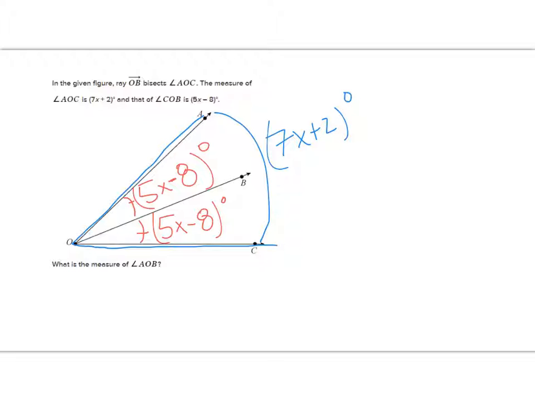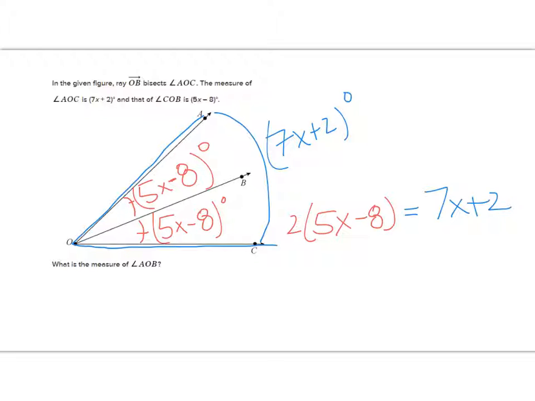So now we're going to just use our angle addition postulate, and we are going to go ahead and set up an equation. So 5x minus 8 plus 5x minus 8, I'm just going to go ahead and make it 2 times 5x minus 8, because there's two angles that equal the same thing, equal the whole angle, which is the 7x plus 2.